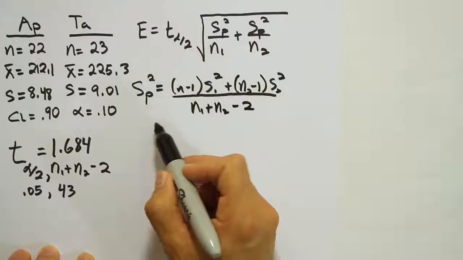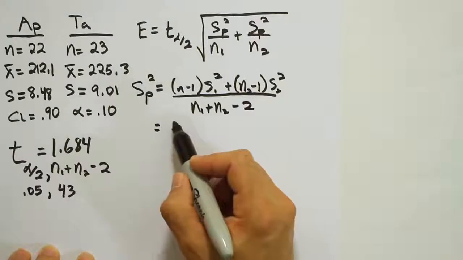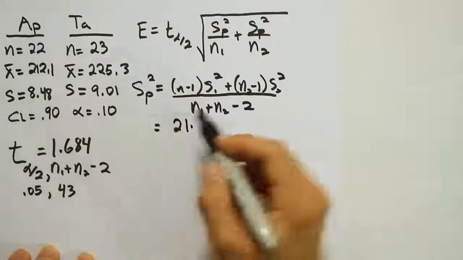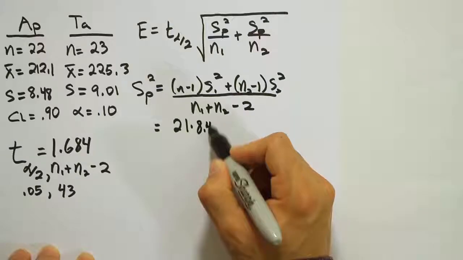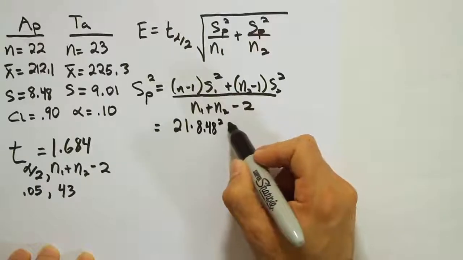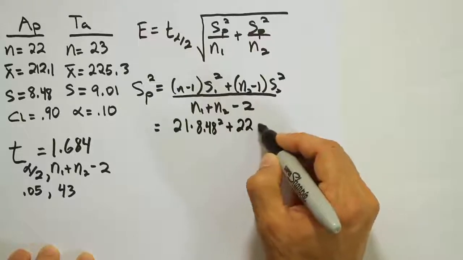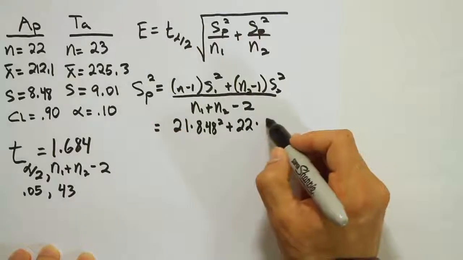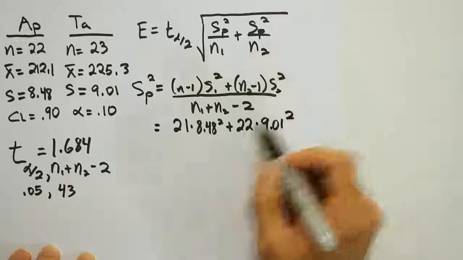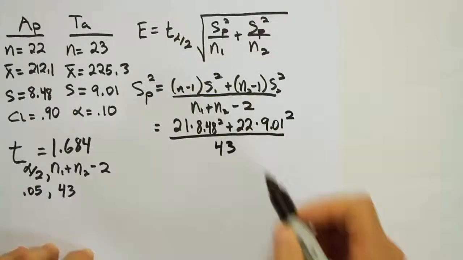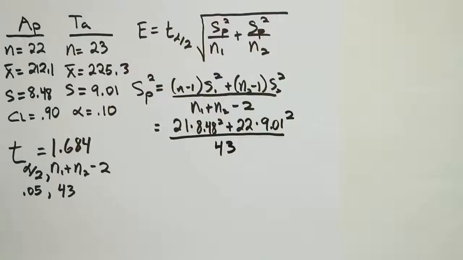All right, now let's plug in the numbers. n1 minus 1 is 21, times 8.48 squared, plus n2 minus 1, which gives us 22, times 9.01 squared. All that divided by the 43 that we came up with before. Okay, so let's work that out in our calculator and see what that actually gives us.